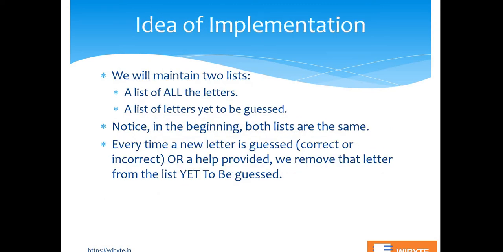Well, we are going to maintain lists. We are going to maintain a list of all the letters, so let's say list A to Z, and also a list of letters that are yet to be guessed. Because this list is important, we are going to pick letters from here. In the beginning, both lists are going to be the same. Every time a new letter is guessed, correct or incorrect doesn't matter, or a help is provided, we remove that letter from the list yet to be guessed. Otherwise the game is not meaningful.